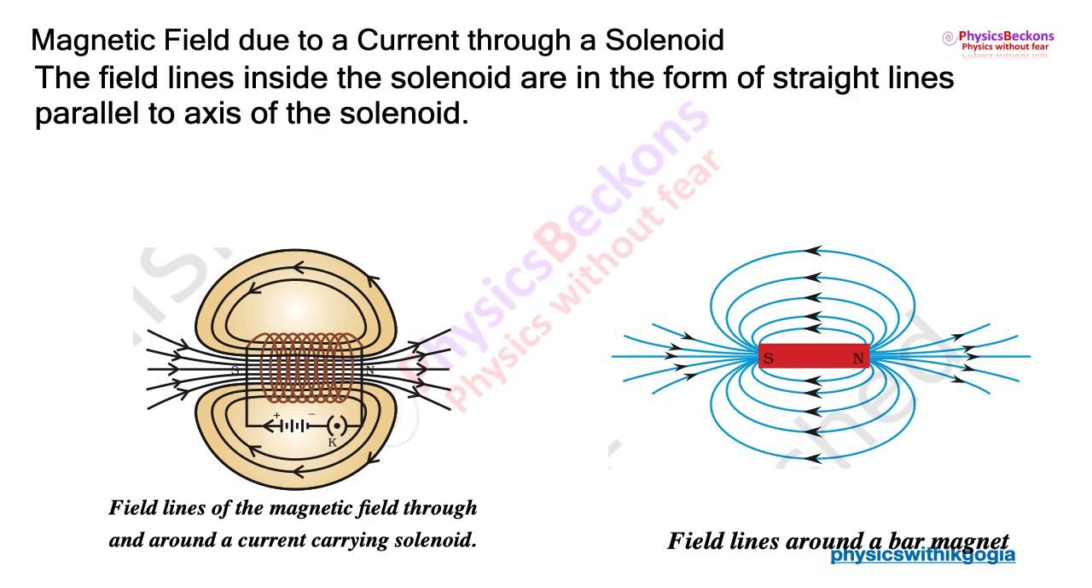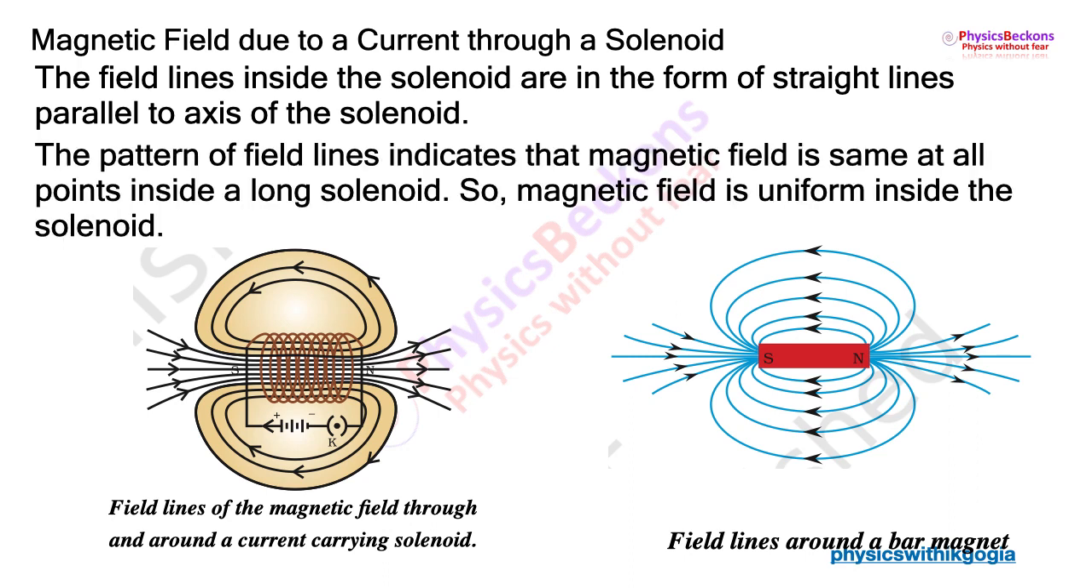The field lines inside the solenoid are in the form of straight lines parallel to the axis of the solenoid. The pattern of field lines indicates that magnetic field is same at all points inside a long solenoid. That is, if the solenoid is long, practically the length should be infinite, the magnetic field lines inside the solenoid will be parallel equidistant lines, indicating that the strength of the field will be same inside the solenoid.